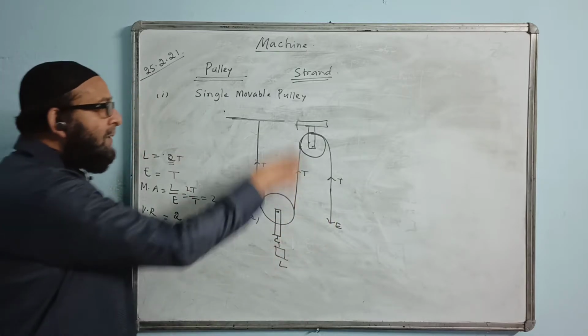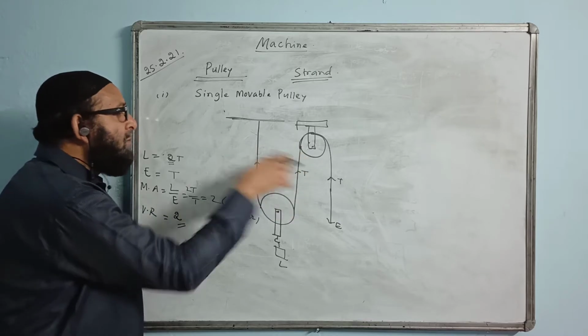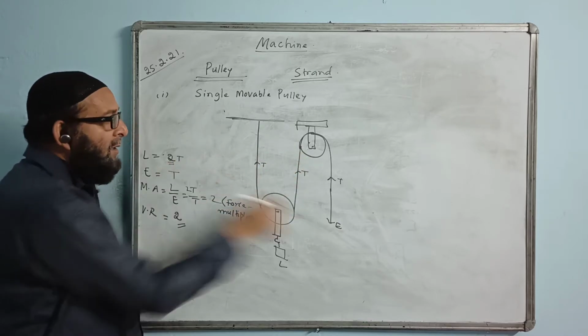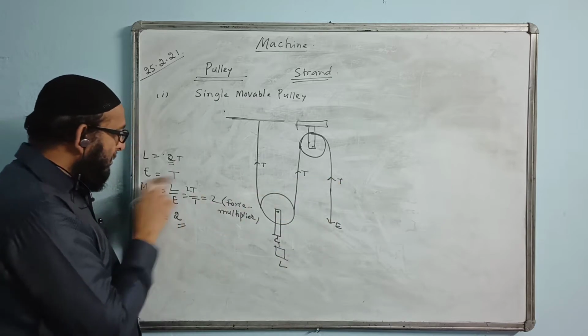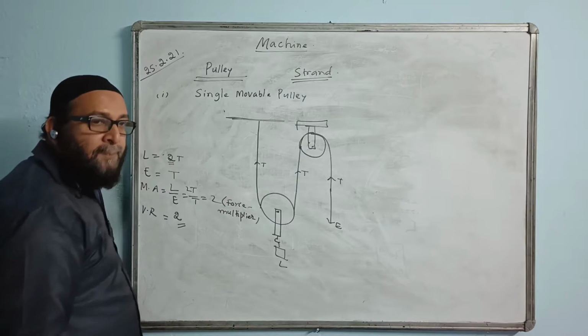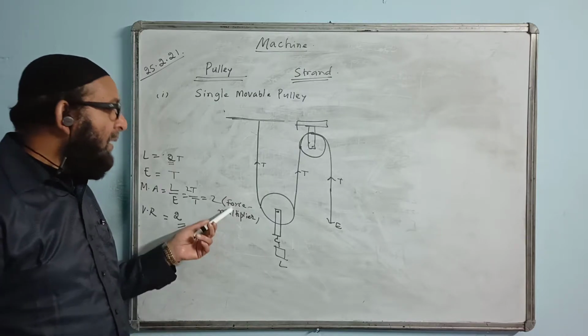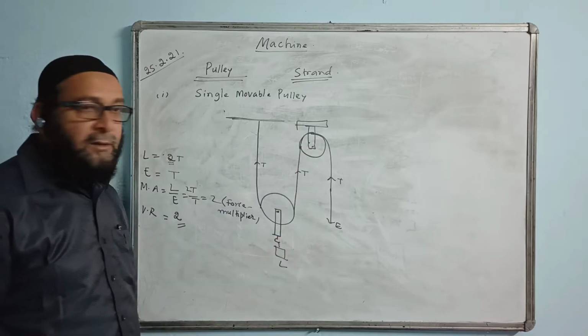The load is still supported by 2 tensions because it gets lifted up by both these ends of the string, that is 2T. Effort is given to the one tension, and mechanical advantage will be the same. Velocity ratio also will be the same. So it will have 2 advantages now: force multiplier as well as the direction is convenient.